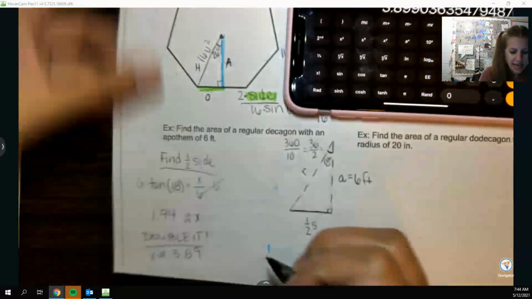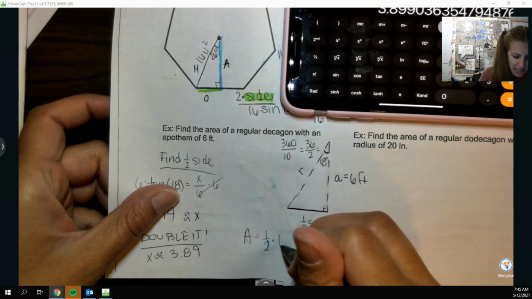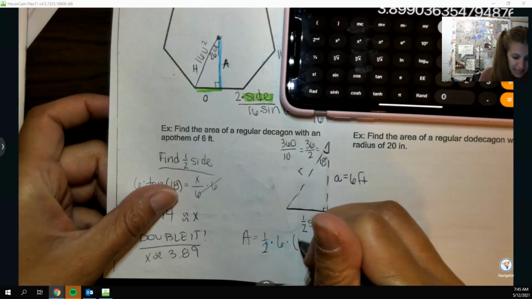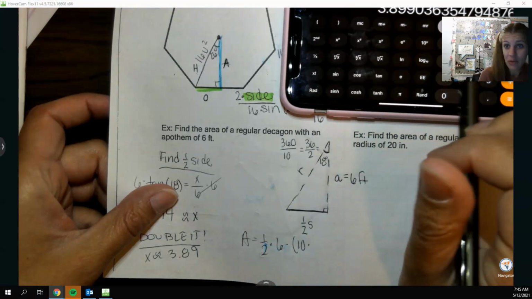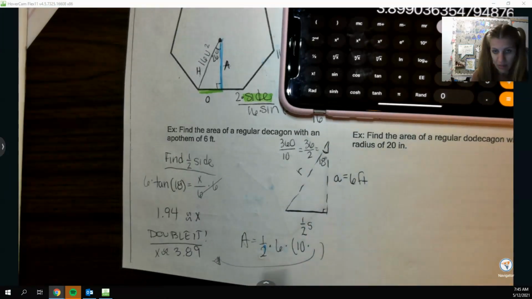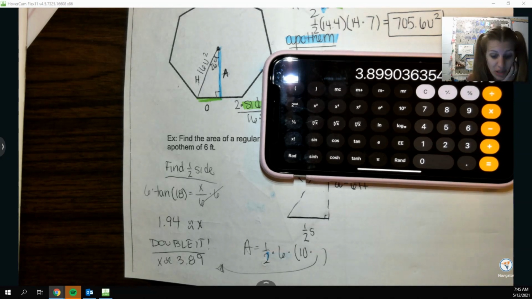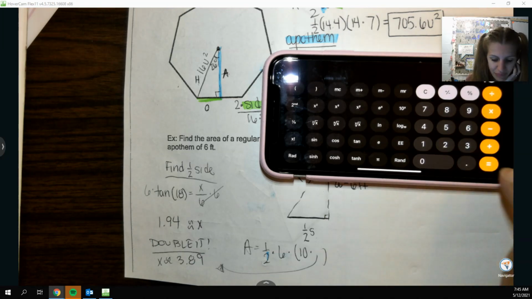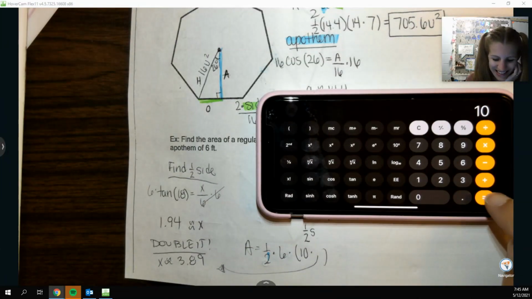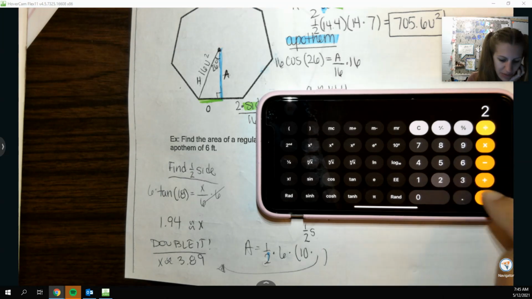Because when I think about finding the area now, half apothem, which was 6, times perimeter, which is going to be 10 times the side length, which is this number that I have saved on my calculator. Because I'm just going to multiply all these things, leaving this number in here was really wise because I don't have to round. So I'm going to take this, times by 10. Oop, it's behind my face. There we go. Then I'm going to times by 6, and then I'm going to take half, so divide by 2.